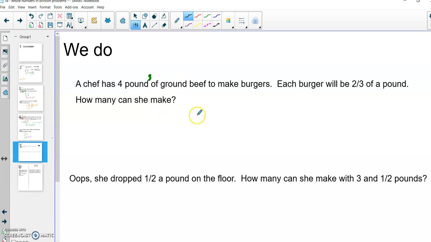So this is definitely a division problem. She's got 4 pounds of ground beef. Each one will be 2/3 of a pound. So 4 divided into groups of 2/3. How many can she make? So my algorithm to do this is to multiply by the reciprocal of the second fraction. So that's all well and good. So I'm going to change it to 4 times 3/2.